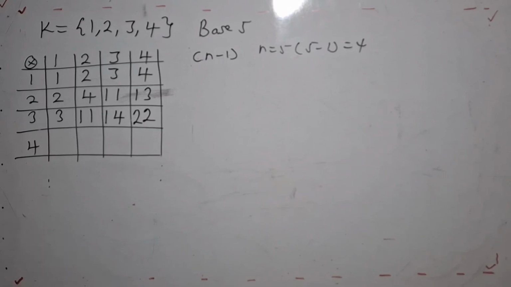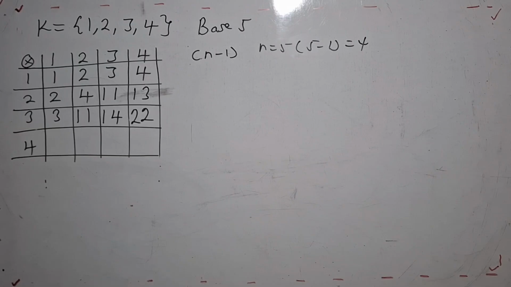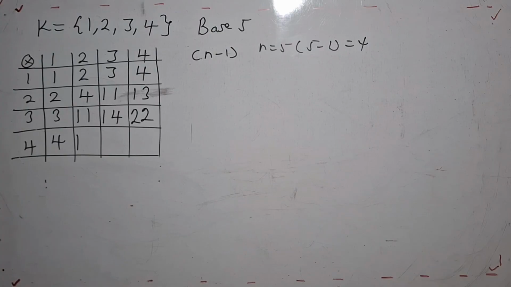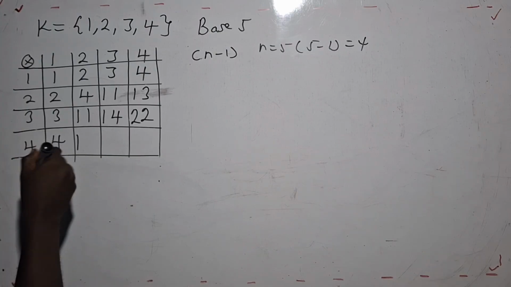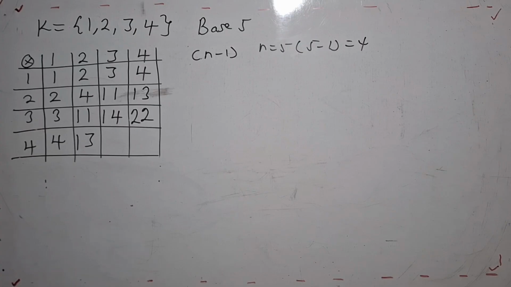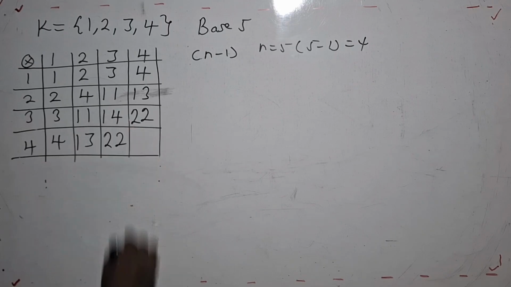So follow closely as we arrive at the answer. Now we are moving on to the 4 multiplication area. 4 times 1 is 4, accepted. Now 4 times 2 is 8. 8 divided by 5 is 1, remainder 3. Now 4 times 3 is 12. 12 divided by 5 is 2, remainder 2.